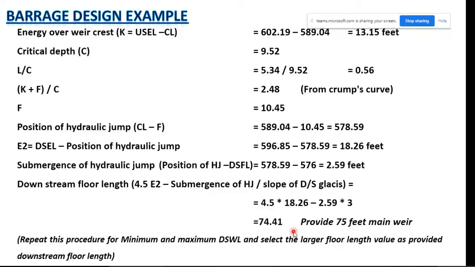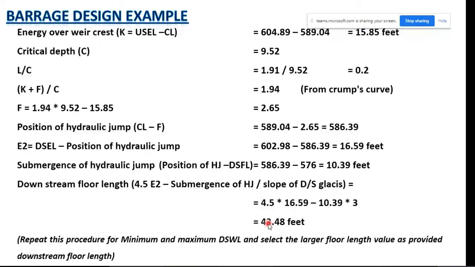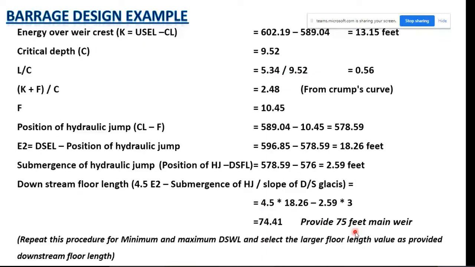Another interesting thing to be noted here is that it's not necessarily always the higher values that are more critical. A higher discharge is giving less floor length, whereas a lower value of discharge and a lower value of downstream water level is giving us a greater value of downstream floor length for the same discharge. That's the reason why we make checks for all the scenarios.